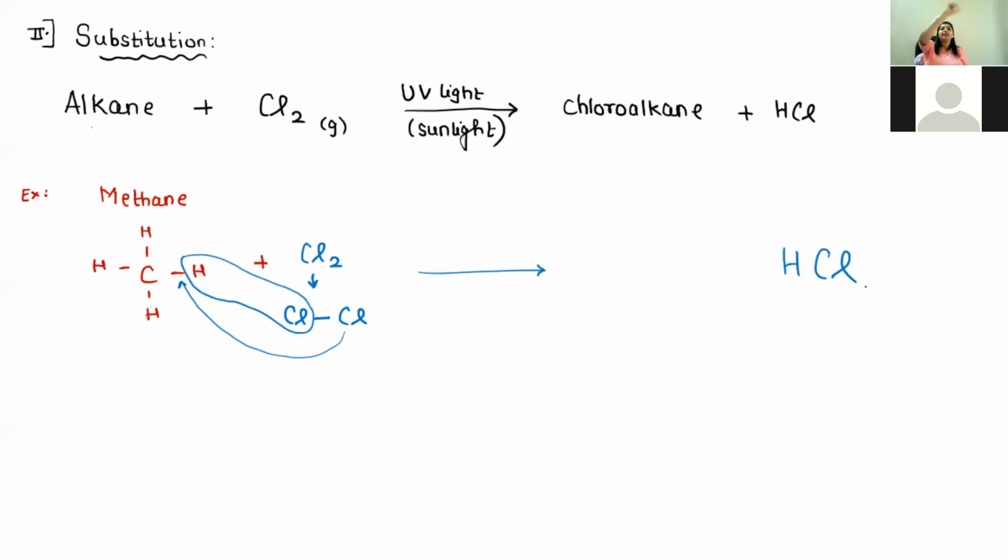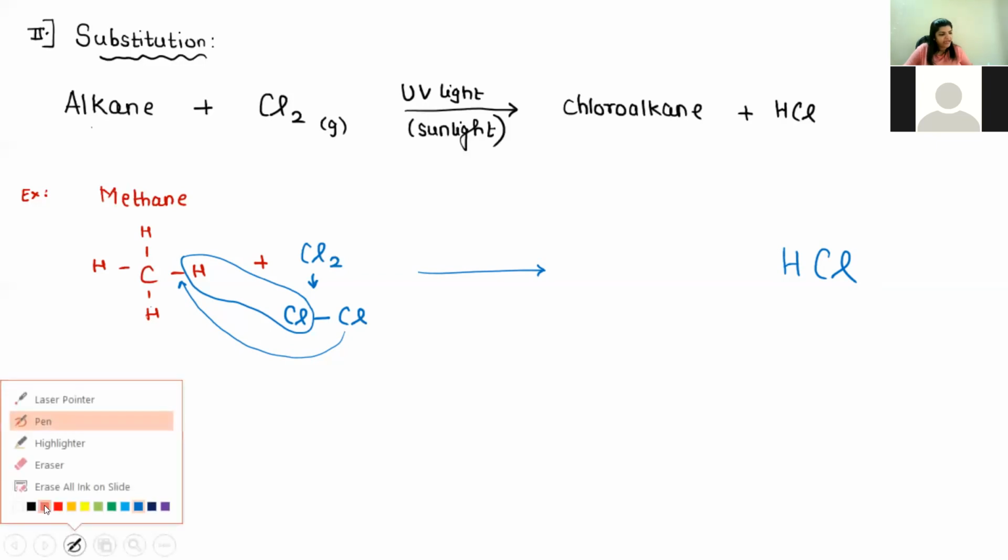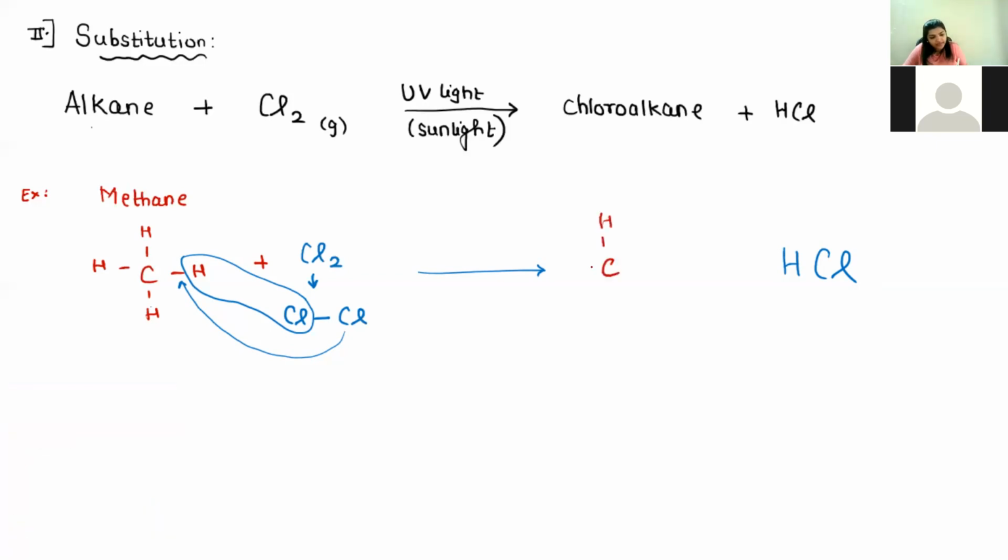One Cl will attach to the carbon atom. So that's how the substitution is taking place. So this is methane, and the name of this is chloroalkane. So this will be chloro, and the name of the compound will be chloromethane, or it can also be called methyl chloride, because remember the CH3 group.